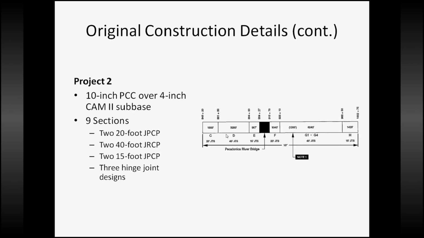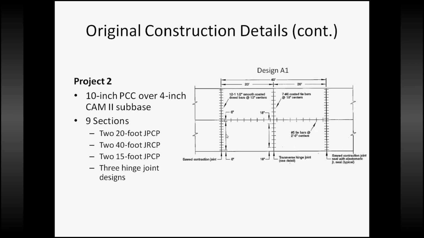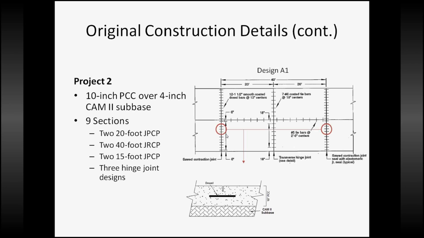This project was divided into 9 sections. We had 2 20-foot jointed plain concrete pavement sections, 2 40-foot jointed reinforced concrete pavement sections, 2 15-foot jointed plain concrete pavement sections, and we had 3 different hinge joint designs. Of our 3 hinge joint designs, we had design A1, which was a 40-foot doweled slab with an intermediate tied joint in the middle of the slab at 20 feet.